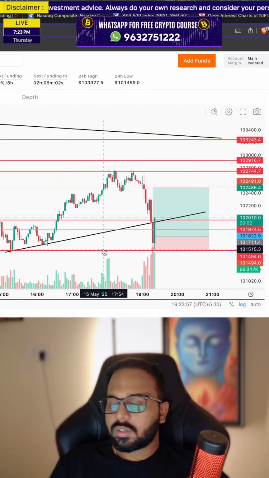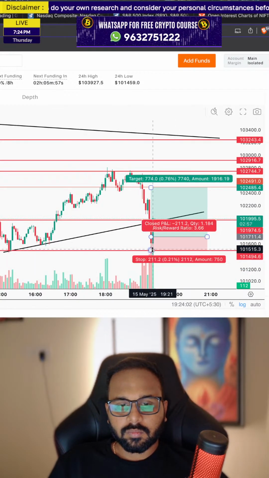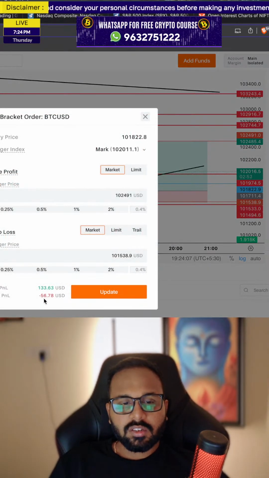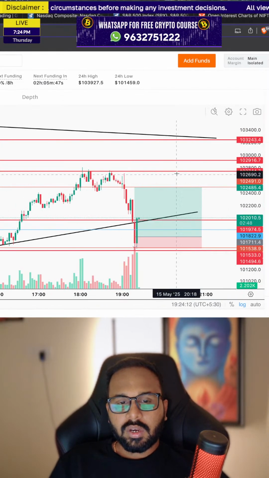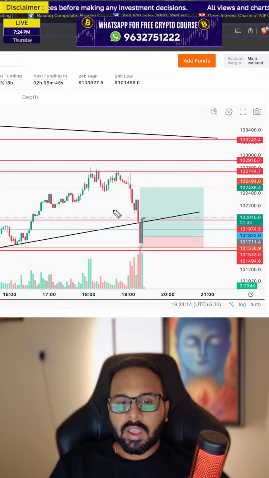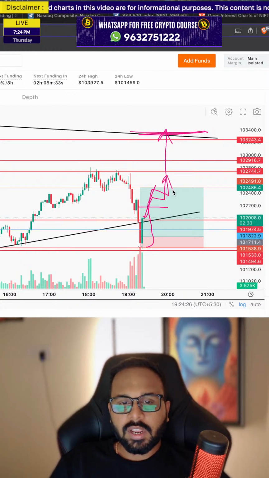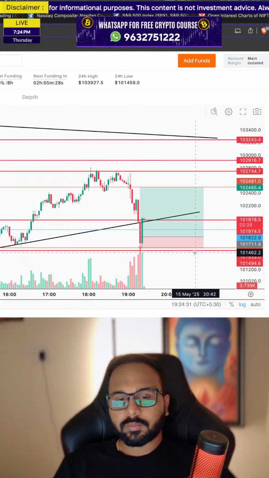$36, $37. So the risk for this trade is close to $50 and the reward is $133. Reward, like I said, I'm having that feeling that the market has potential to reach up to this zone. So if that is the case, when the market reaches this area, I will bring the stop loss towards the upside. From here, I will trail and go. That is the view which I'm having right now.